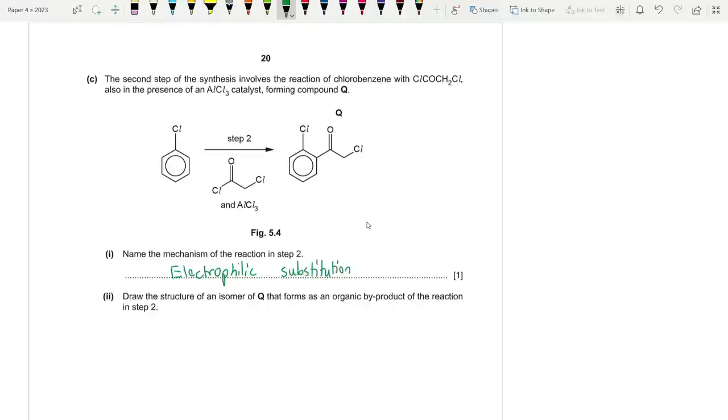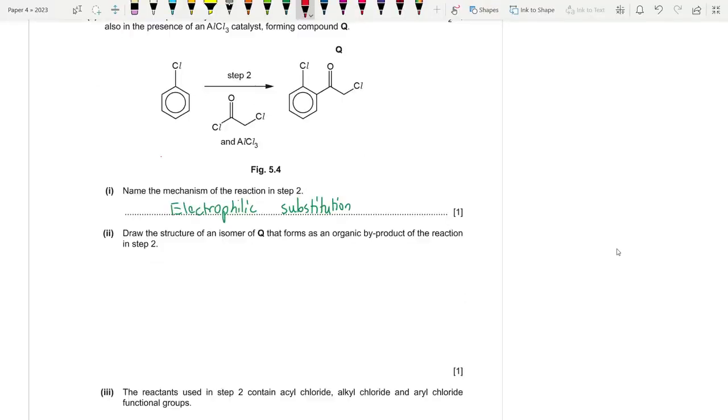Fine. Okay, so let's take a look at part 2. Draw the structure of an isomer of Q that forms as an organic byproduct of the reaction in step 2. So this is a bit complicated, but there are many ways in which you can answer this actually.